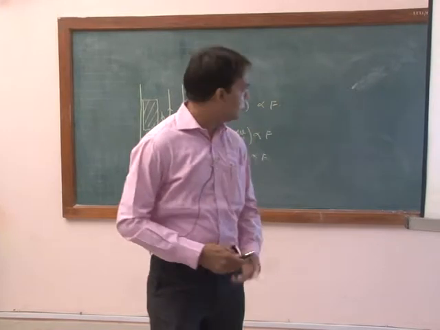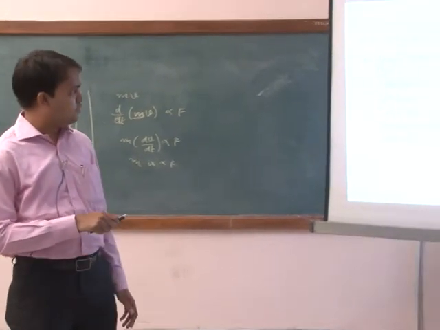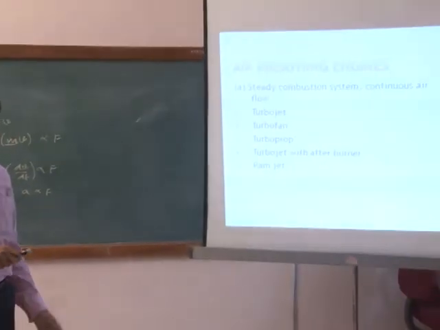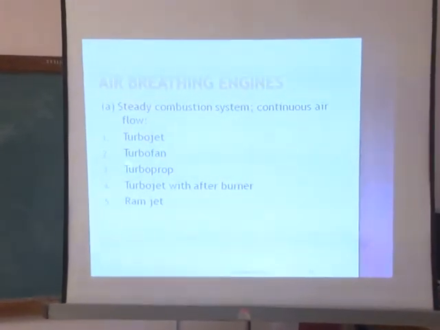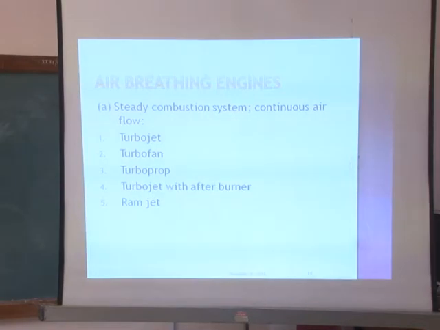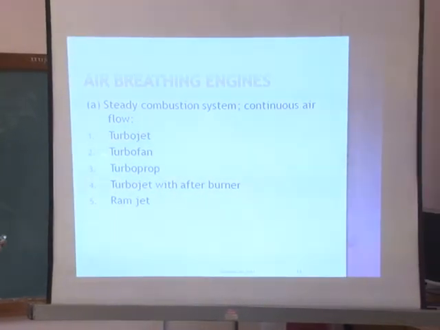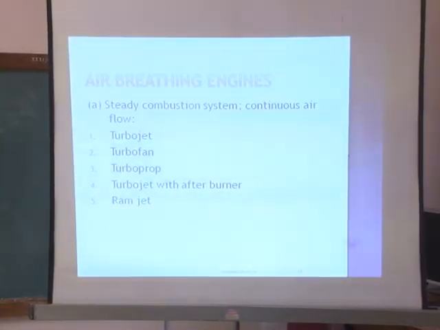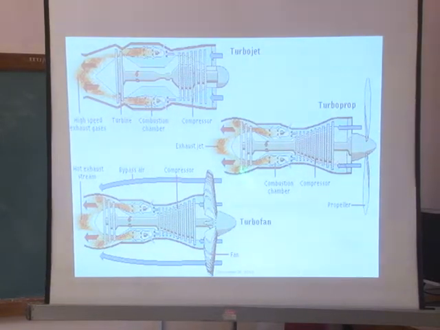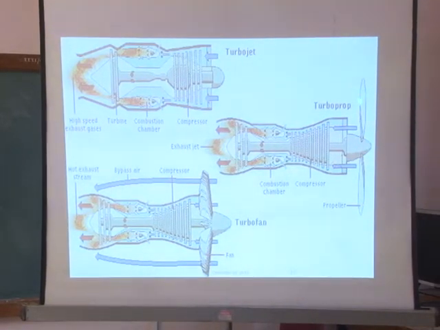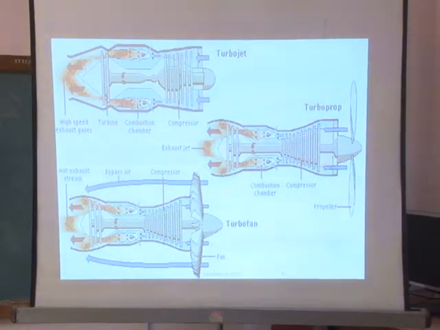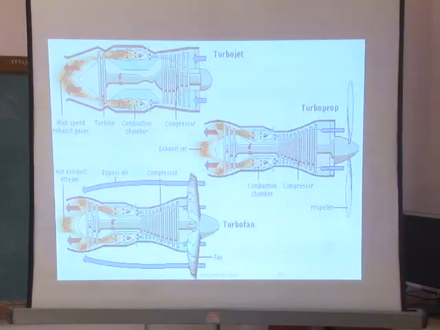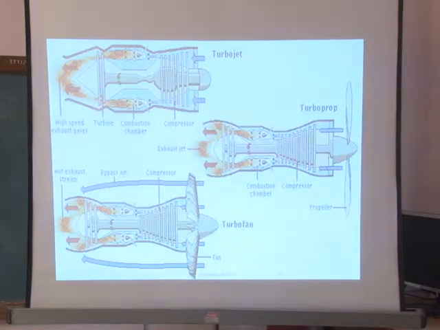Air breathing engines nowadays: turbojet, turbofan, turboprop, turbojet with afterburner, and ramjet. All commercial aeroplanes are using turbofan engines nowadays. Turbojet and ramjet can be used for missiles also. So this is the figure. You can see the turboprop engine with a large blade in the front. Turbojet and turbofan, the difference is this fan added over here to make more propulsive force.